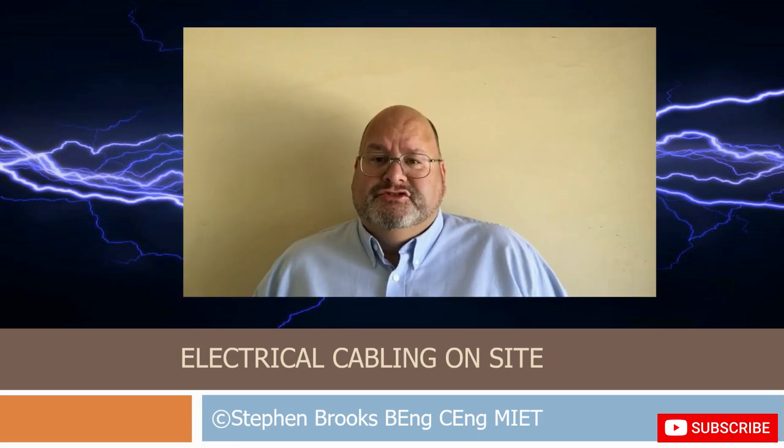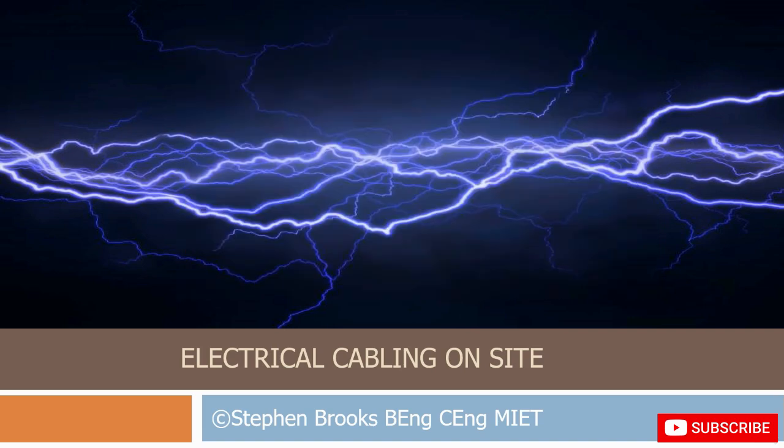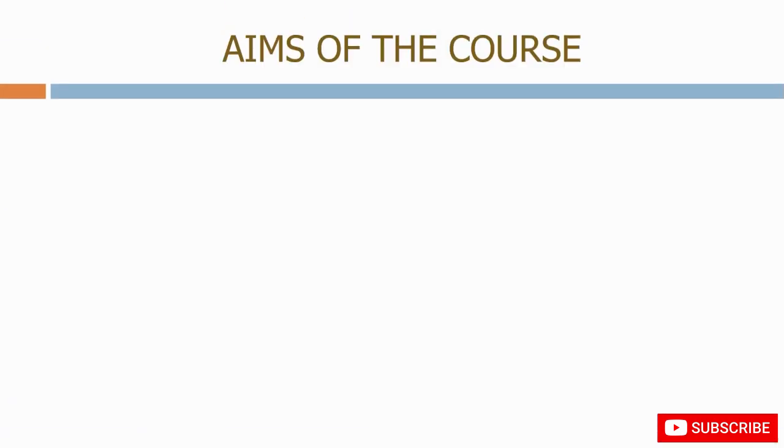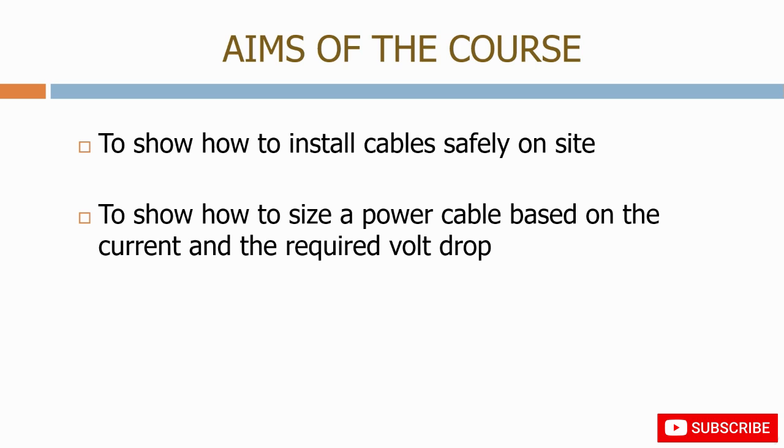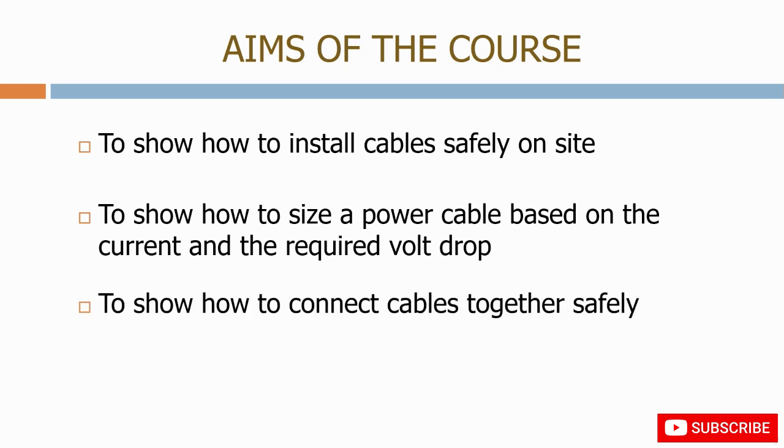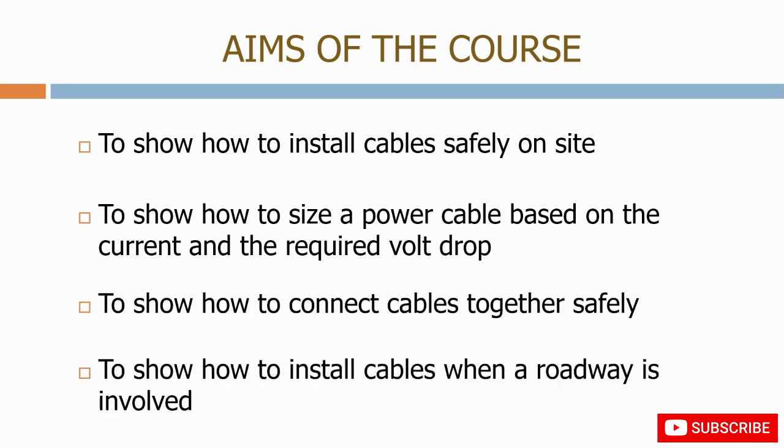In this section, we will look at electrical cabling on site. We will start by looking at how we size electrical cables using the current rating and volt drop, before seeing how we can install and operate electrical cables safely on site. The aims of the course today are to show how to install cables safely on site, to show how to size a power cable based on the current and the required volt drop, to show how to connect cables together safely, to show how to install cables when a roadway is involved.